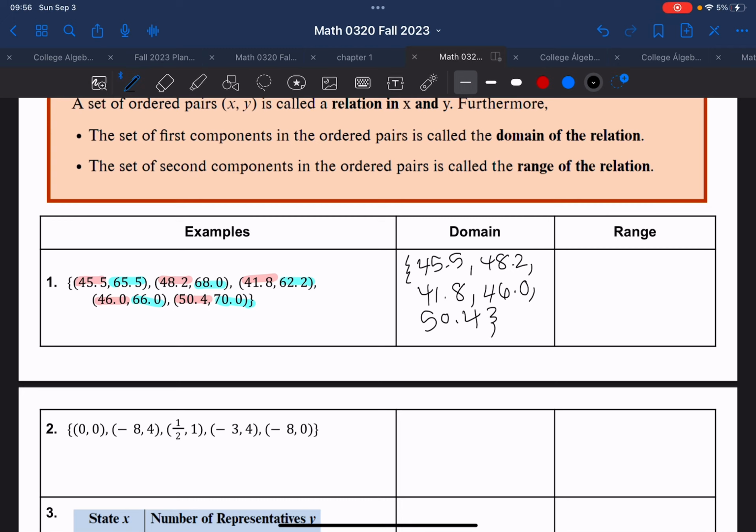And then the range are all the y values, so the ones that I highlighted in blue. So again, writing these in the curly brackets, I have 65.5, 68.0, 62.2, 66.0, and 70.0 in the curly brackets.